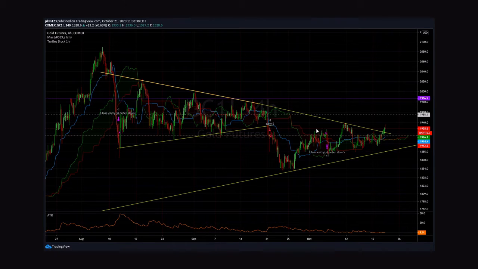The second criteria is we have to break the downtrend line, which we have now done. That's the second criteria. And the third criteria we haven't triggered yet. The third criteria is we have to breach the previous high within the last 20 days.